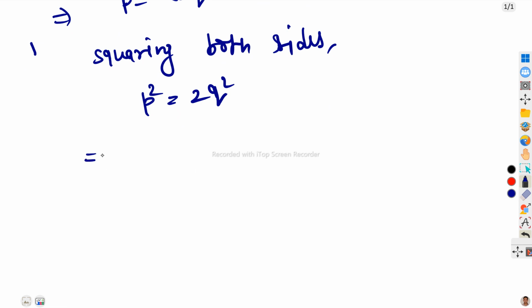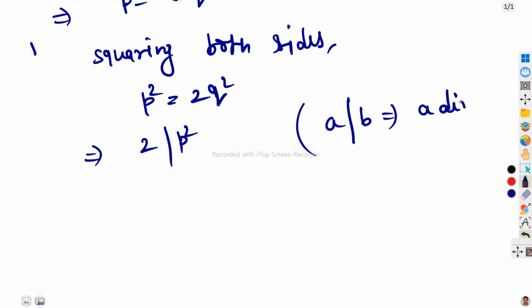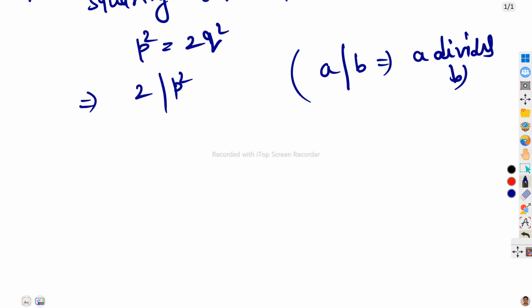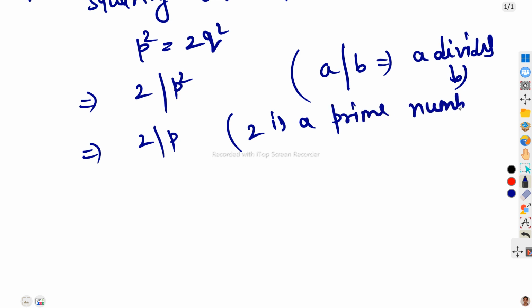So what does this become? This implies that 2 divides p square. The vertical bar notation a | b means a divides b. Since 2 is a prime number and 2 divides p square, therefore 2 also divides p. This is the fundamental theorem of arithmetic. We take this as equation 1.